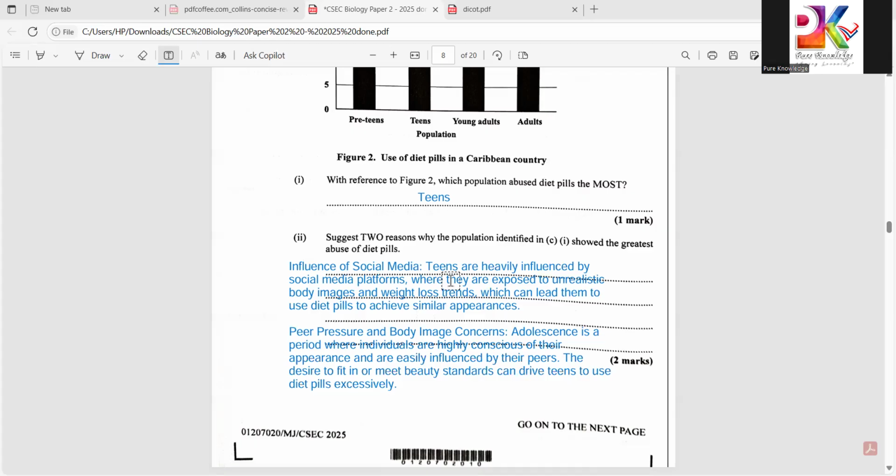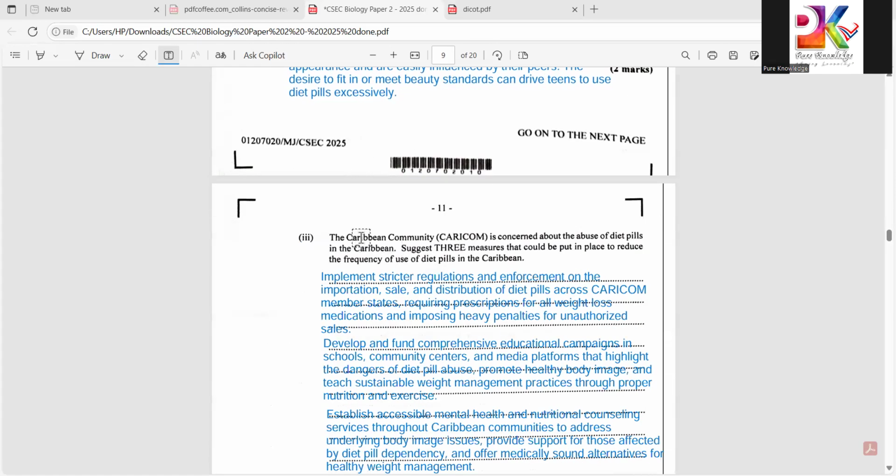All right. Next, we said that the Caribbean community, CARICOM, is concerned about the abuse of diet pills in the Caribbean. So just 3 measures that could be put in place to reduce the frequency of the use of diet pills in the Caribbean. And these are again common sense. You have to think it out, right? So again, we're talking about diet pills.